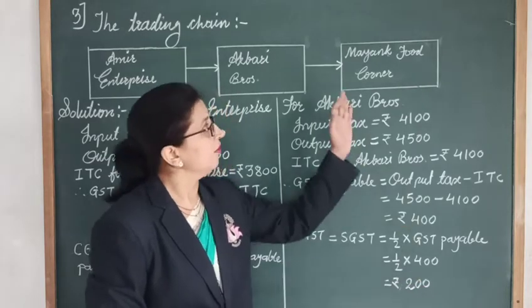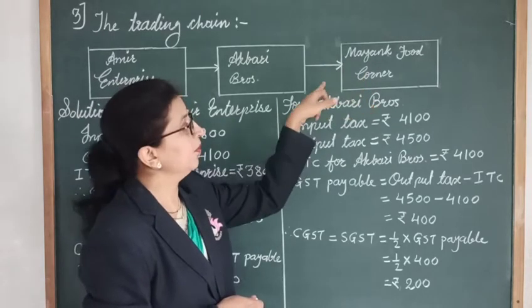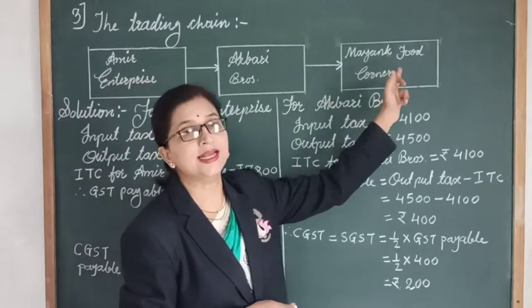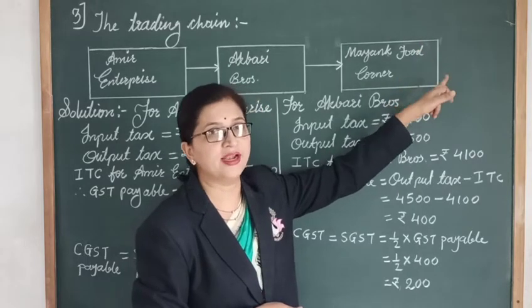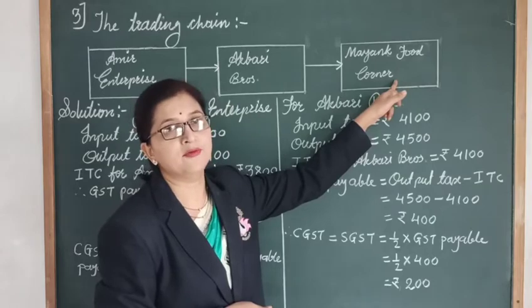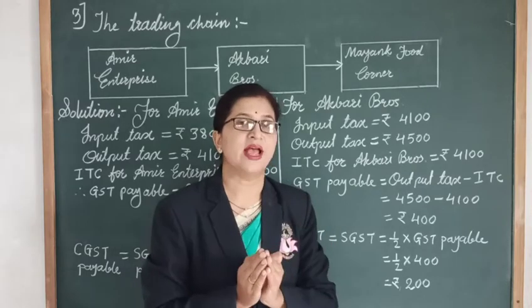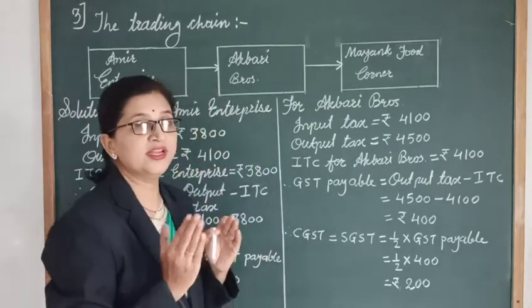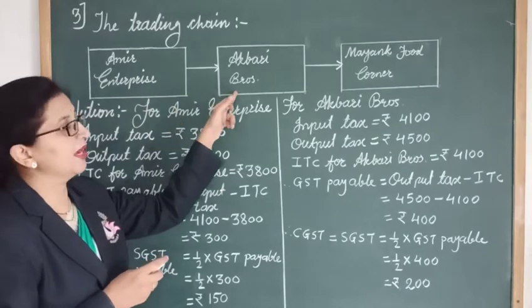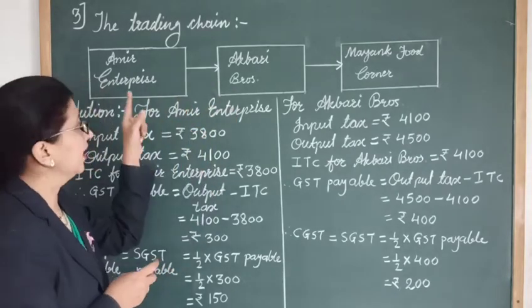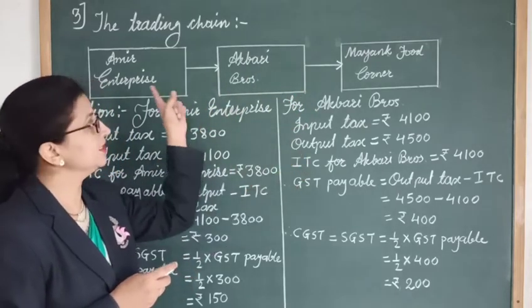Okay. Now for the Mayang Food Corner, for him the input tax is given, but how much tax did he collect at the time of selling, that is not mentioned. So we cannot find out the GST payable by Mayang Food Corner. So in this question, even the names are not mentioned, but from the given values we can understand for which trader we can find out the GST payable. So here Amir Enterprise and Akbari Brothers, for both these traders, their input and output was given. That's why we can find out the GST payable for these two traders.